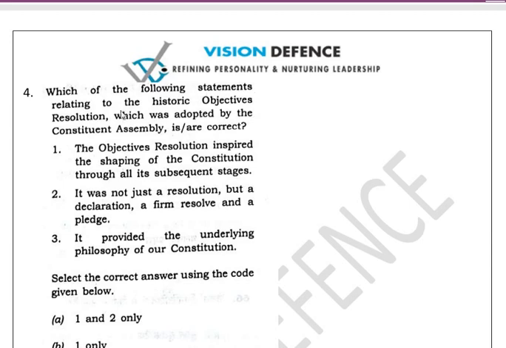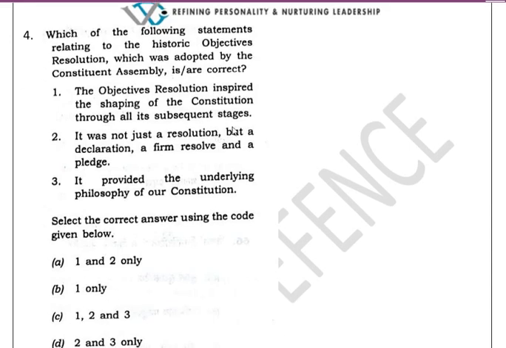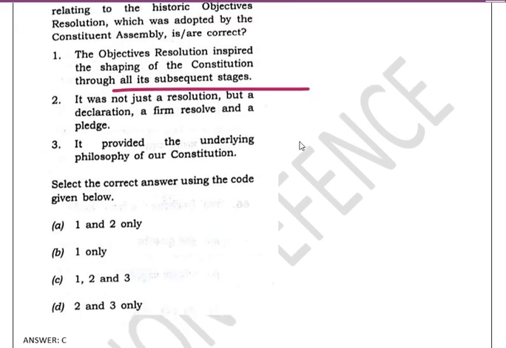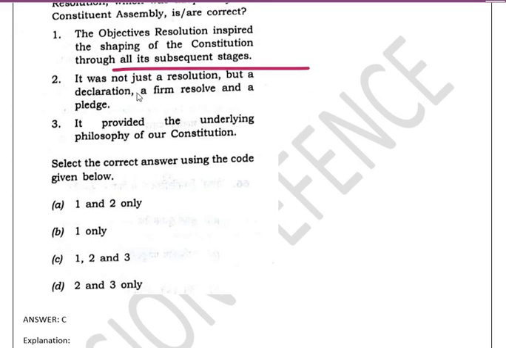4. Which of the following statements relating to the historic Objectives Resolution adopted by the Constituent Assembly is or are correct? First, the Objectives Resolution inspired the shaping of the Constitution through all its subsequent stages. It is true. Based on this resolution, it influenced every part of our Constitution. It was not just a resolution but a declaration. Yes, it is also true.